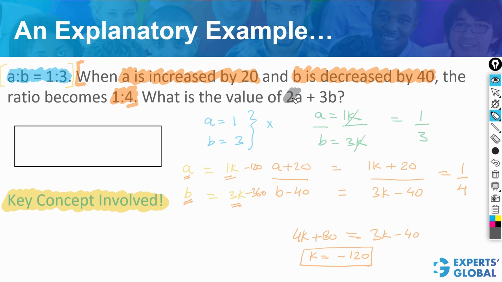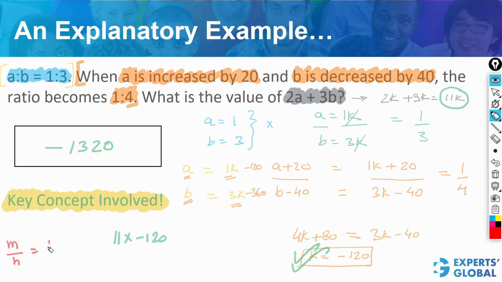Now the value of 2a plus 3b can be easily determined. This is 2k plus 9k, which is 11k. We know the value of k, so the value of 11k can be comfortably calculated. The answer is going to be 11 times minus 120, which is minus 1320. That's the correct answer. And the key concept once again is that if a ratio is given, for example, if it is given that m to n is 4 to 5, assume that m is 4k and n is 5k.